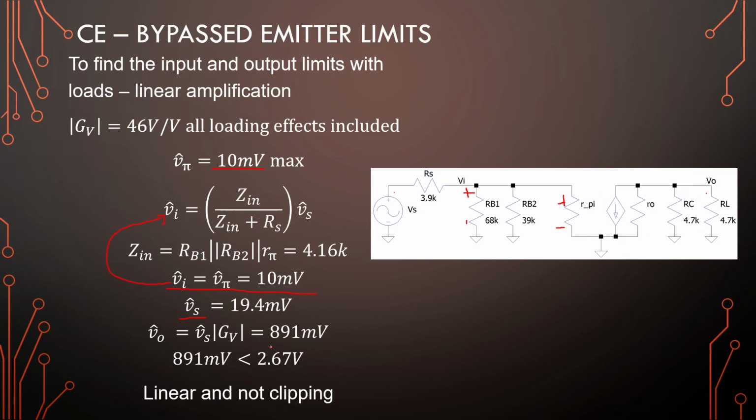we get 891 millivolts peak on the output here, which is less than the 2.67, where we have clipping that can start, and it's really non-linear in this zone in between. So with this, our output will be linear and not clipping. Okay, so let's jump over into simulation and let's look at all 4 of these scenarios.